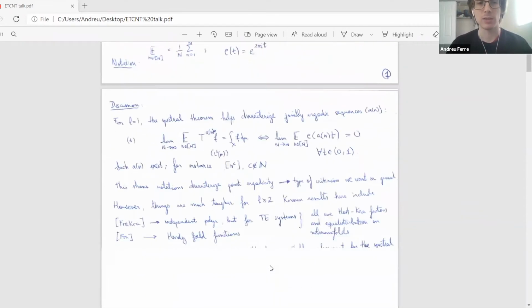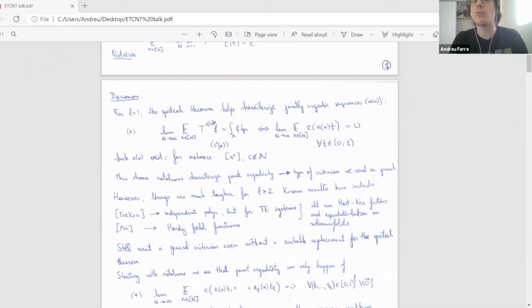Now, let's start by considering the problem when L is equal to 1. Then we actually have an easy characterization by using the spectral theorem. Namely, we can transform this average of the operator applied to a function into this average of exponential sums, right? So this is e(a(n) t). And what we're saying is the sequence a(n) is jointly ergodic, or in this case, it's an ergodic sequence, if for every t in (0,1), excluding 0 and 1, we have this convergence to 0. You use the spectral theorem, and if you can show this, you're done.